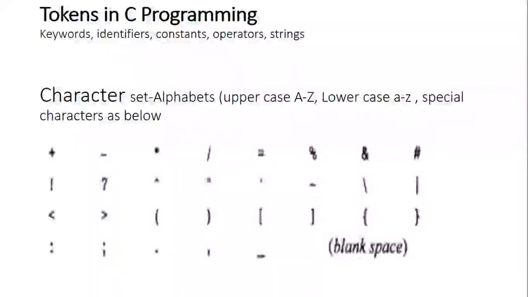Today we are going to see tokens in C programming. A C program consists of various tokens. It can be a keyword, identifier, constant, string, or any symbol, character set, etc. Character sets can be used in the C program, like alphabets: capital letters A to Z, small letters a to z, and some special characters are also used in the program, like plus, minus, multiplication, division, equal to, etc.